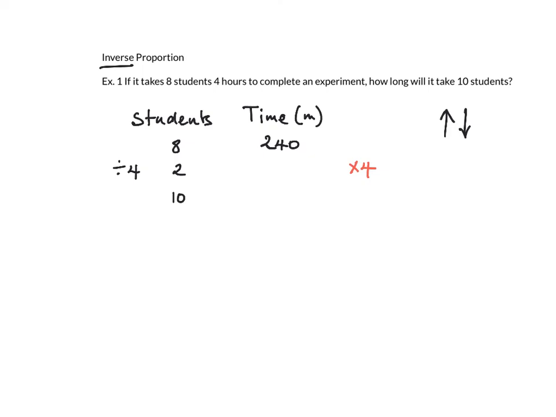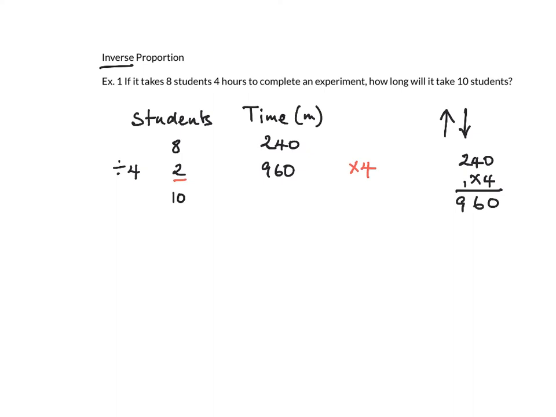So 240 times 4, 4 zeros are 0, 4 fours are 16, put down 6, carry 1, 4 twos are 8 and 1 is 9. So if I reduce the number of students to 2, it takes 960 minutes to complete the experiment. How do I get from this 2 here up to 10?